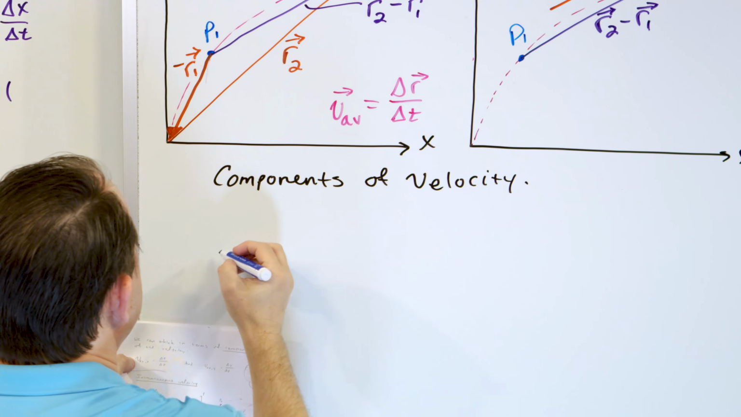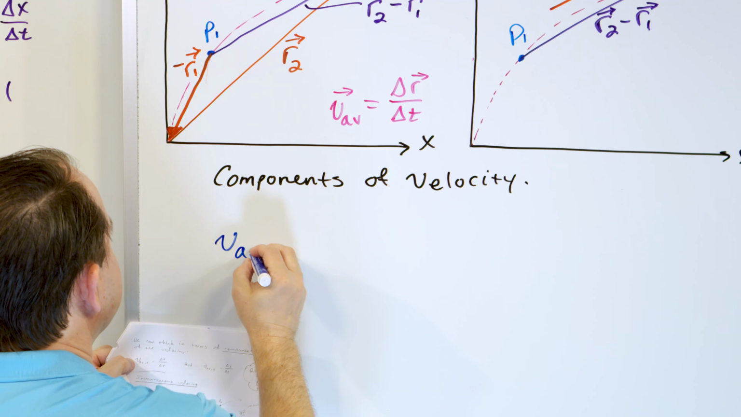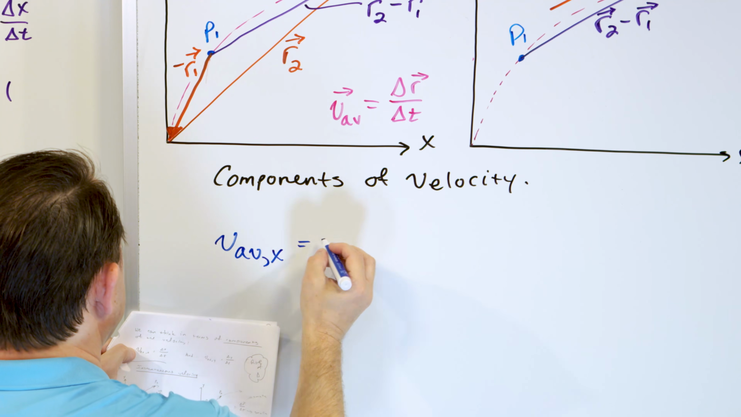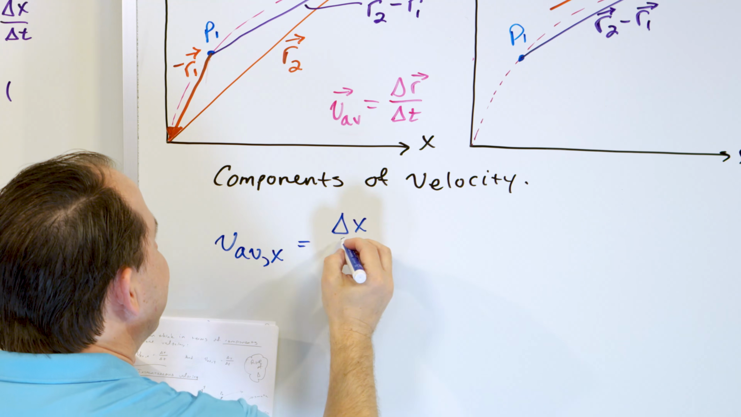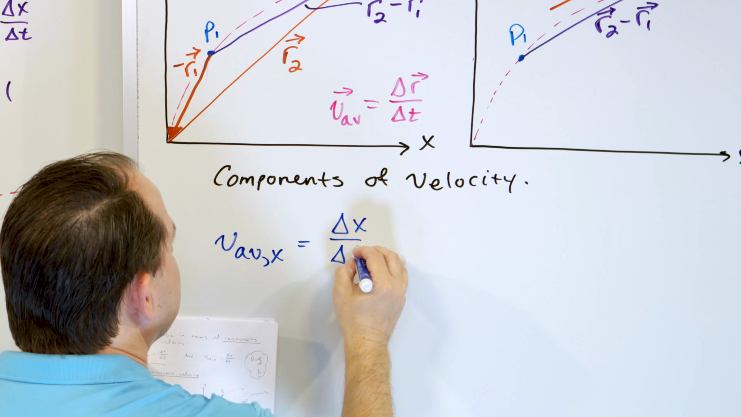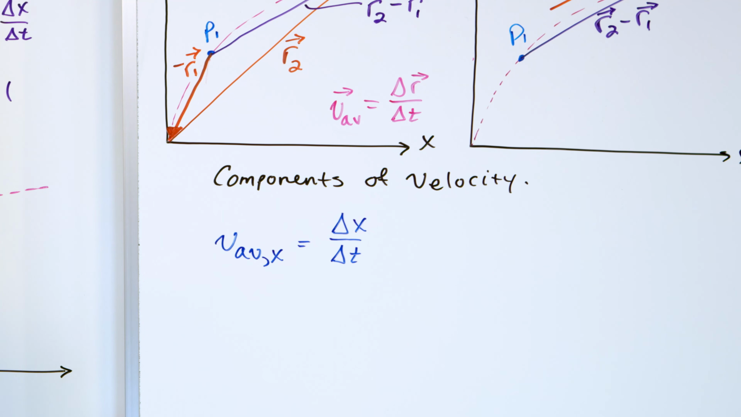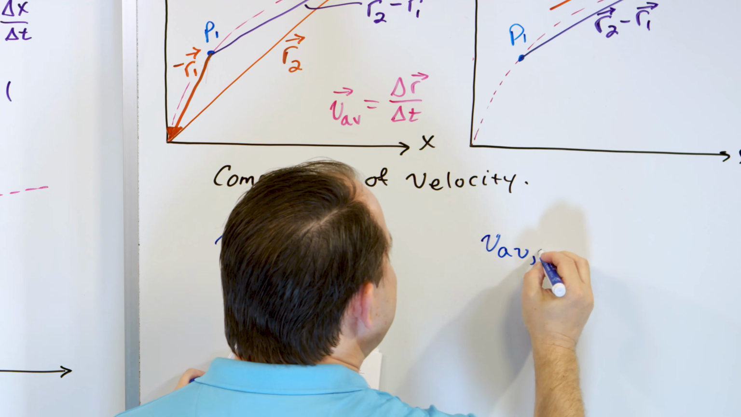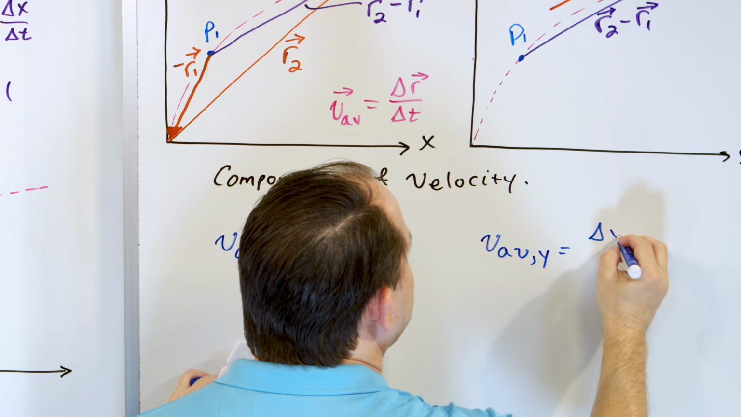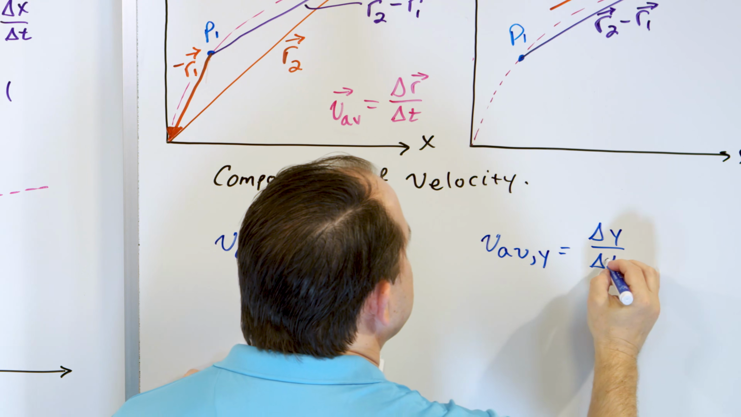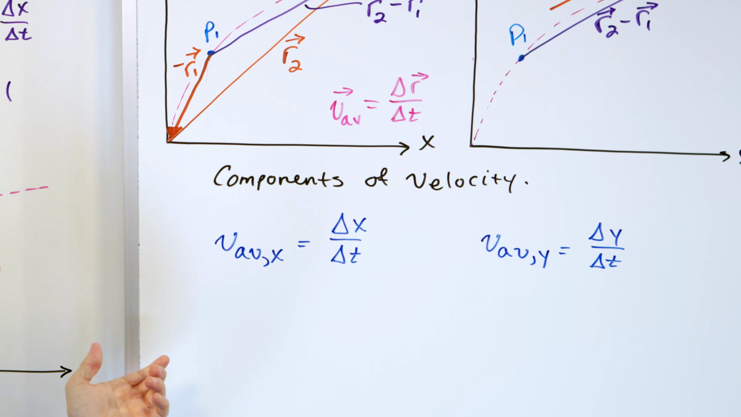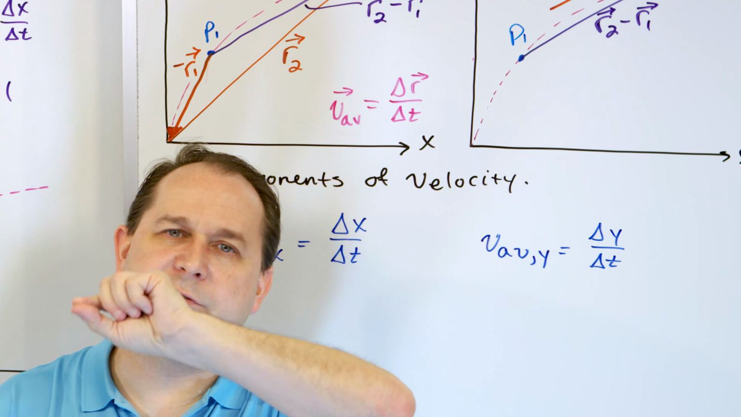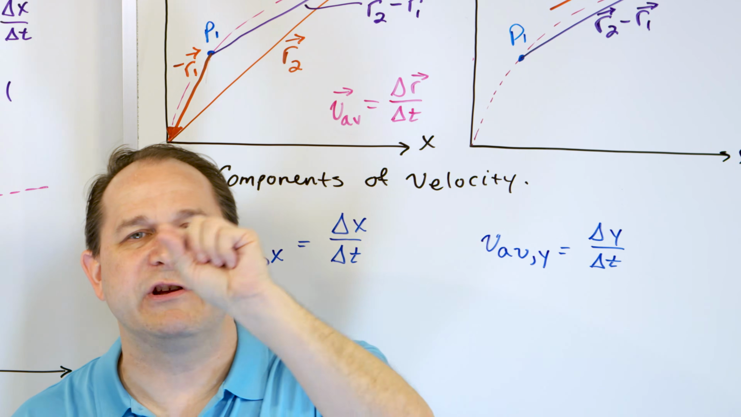And we can say that the average velocity in the x direction is equal to how far the thing goes in the x direction divided by how many seconds it takes between the 2 points. And then we could say that the average velocity in the y direction is how far the thing goes in the y direction divided by delta t. What I'm trying to tell you here is that all motion in 2 dimensions is a mixture of an x motion and a y motion.